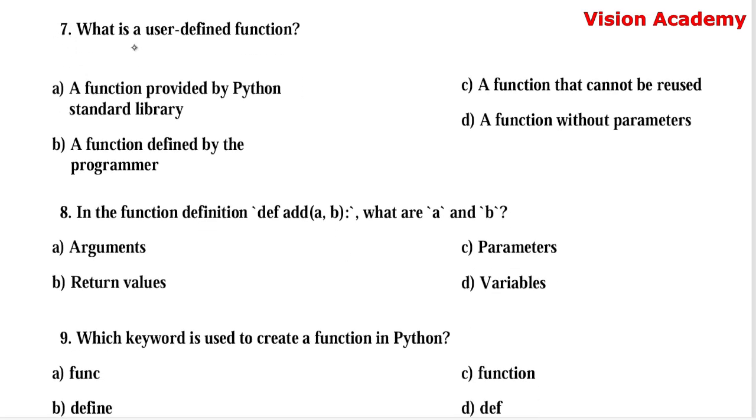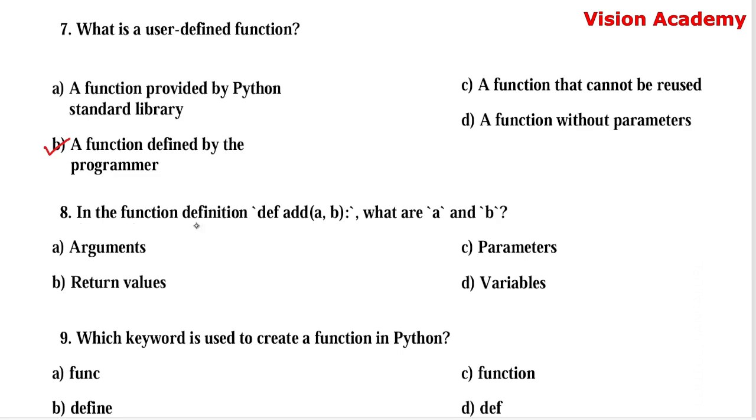Question number 7. What is a user-defined function? Option A, a function provided by Python standard library. B, a function defined by the programmer. C, a function that cannot be reused. D, a function without parameters. Here, option B, a function defined by the programmer is called user-defined function.